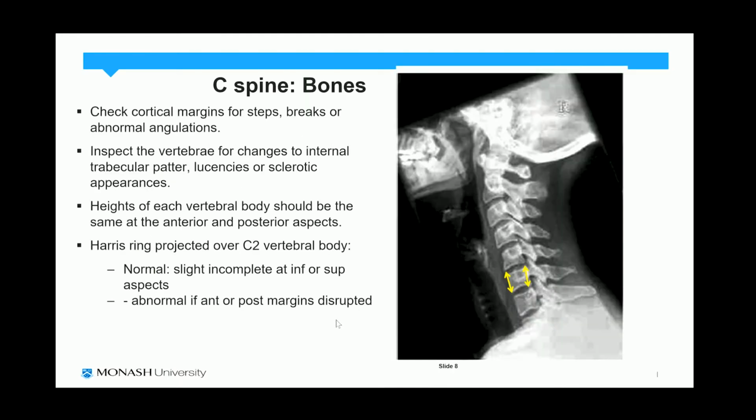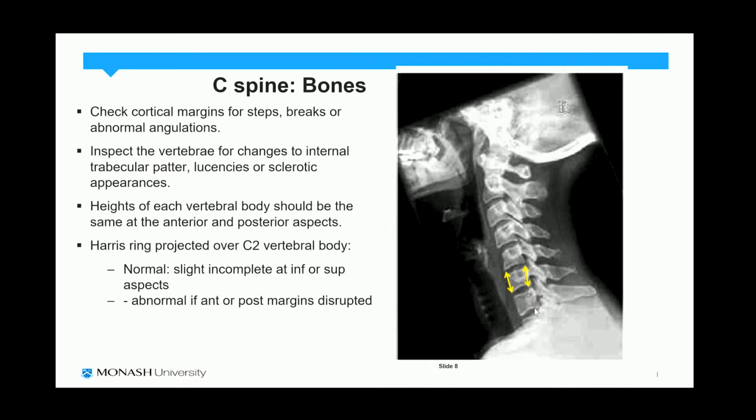To check for fractures, with the bones, you should check the cortical margins for steps, breaks, or abnormal angulations. Inspect the vertebrae for changes to the internal trabecular pattern, for example, see whether there's any lucency or sclerotic appearances.